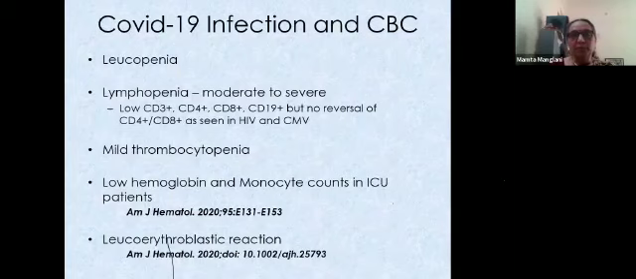He's negative for COVID now. But they can have leukopenia. Leukopenia is mainly lymphopenia. It's not neutropenia.